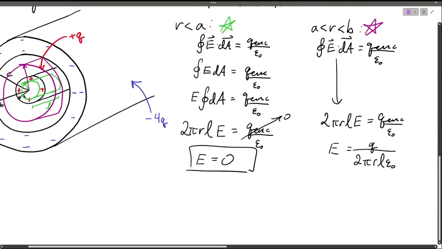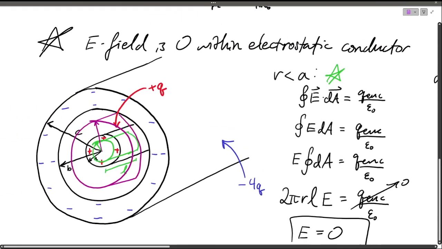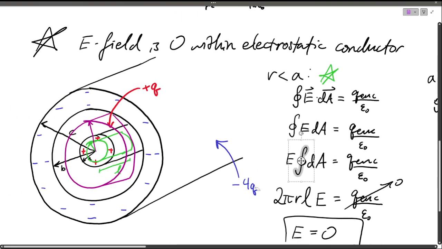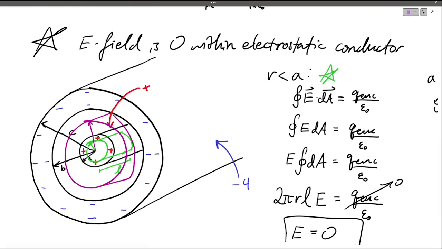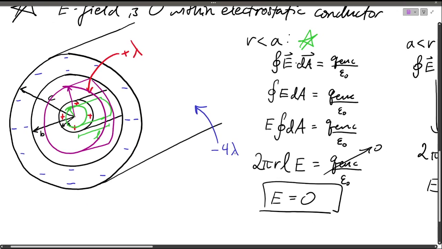Let's see, have I done that right? No, not quite. A little mistake I made. We can't say that there's plus Q charge on the cylinder, because this is an infinitely long cylinder, so we have to instead express this in terms of charge density. That's not the right thing to say.